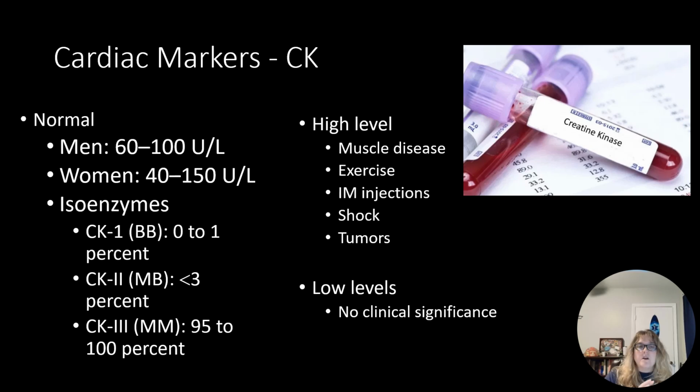So when they do a creatinine kinase marker, they have to be very specific on what they're looking at, because CKBB is specific for brain, that is 0 to 1%. CKMB is actually your cardiac marker, so we want to look at the cardiac marker in particular. CKMB is the one we want to look at, should be less than 3%. And then you have one called CKMM, and this is your skeletal muscles, somewhere between 95 to 100% for CKMM.